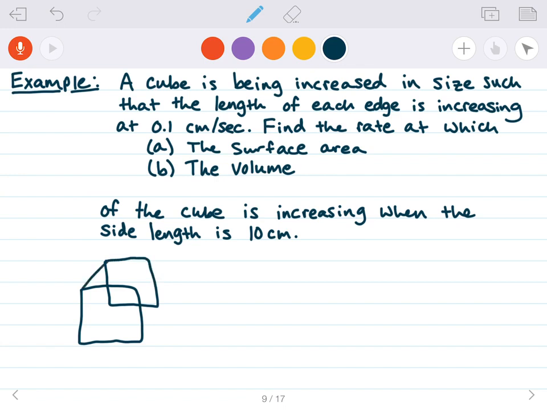So here's my cube. Now in a cube, all the sides are the same. That's important. So all the sides are going to be x. The height, back, front, all of these sides are going to be x. And they tell us that the side length is 10 centimeters, which is just x. So we have this information.